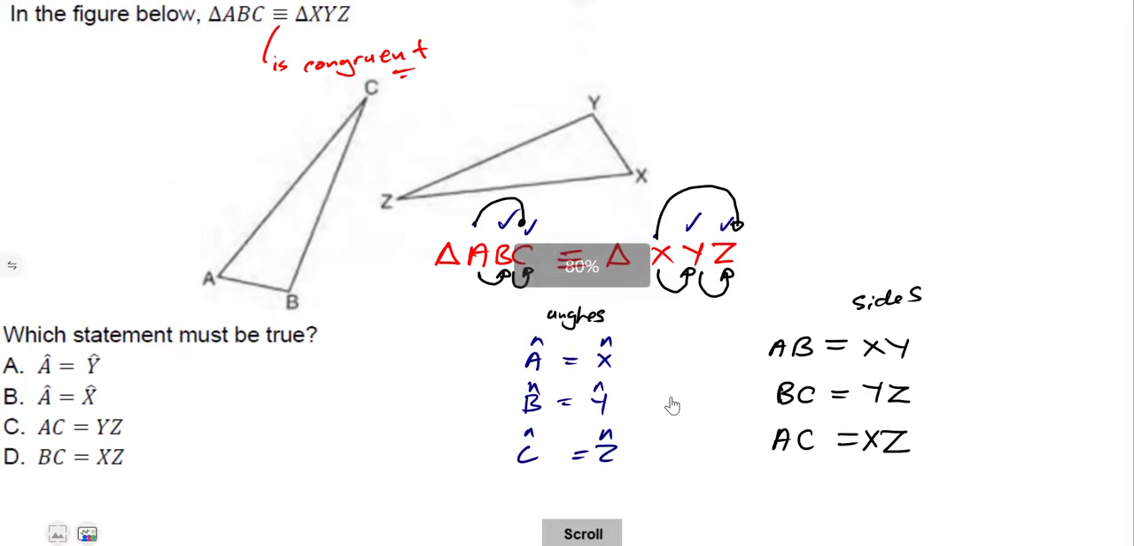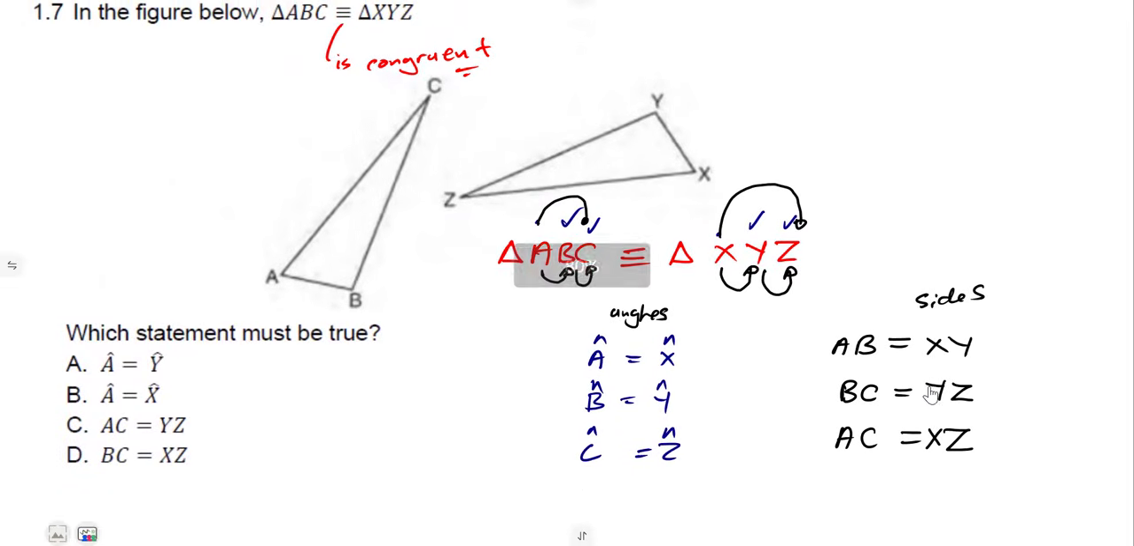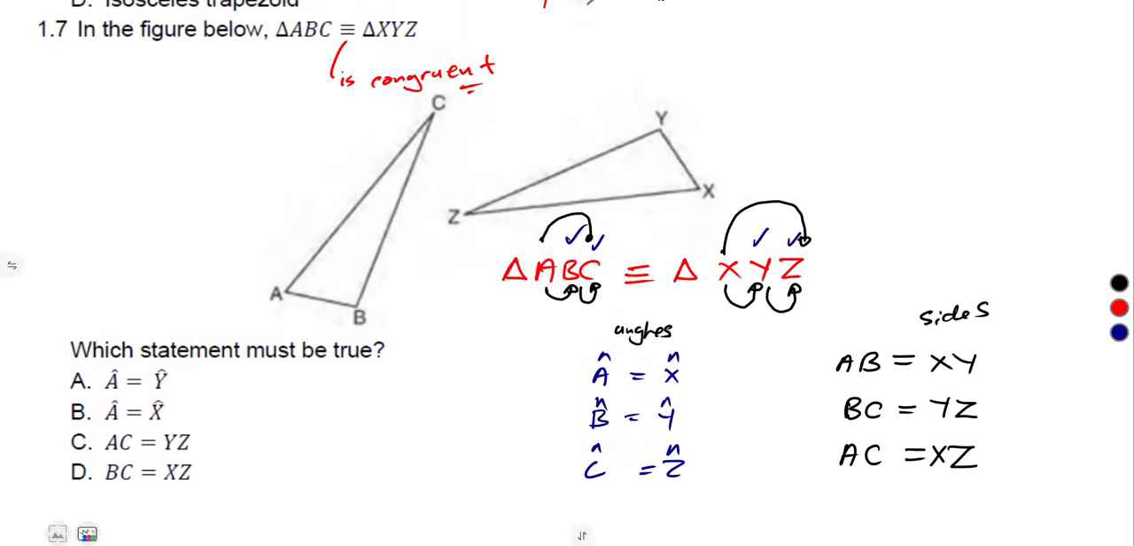So which one is given here as a property, or as a statement that we can say is true? They are saying angle A is equal to angle Y. All right, that's wrong because angle A is equal to angle X. So A is wrong. B, angle A is equal to angle X. We have it on a property of what? Congruent figures. So answer B is correct.